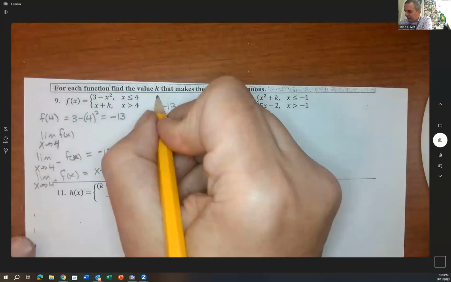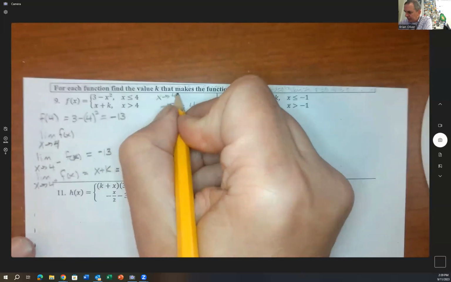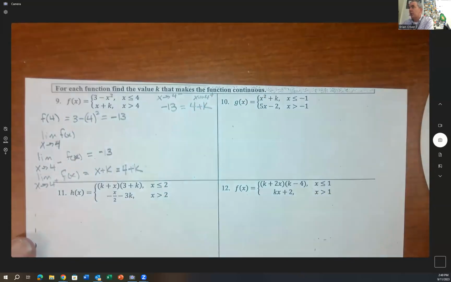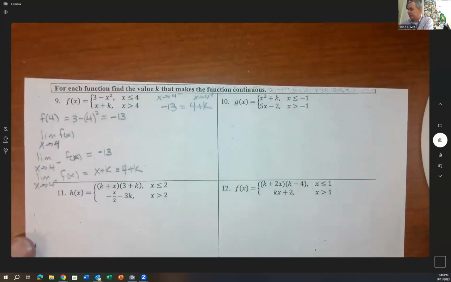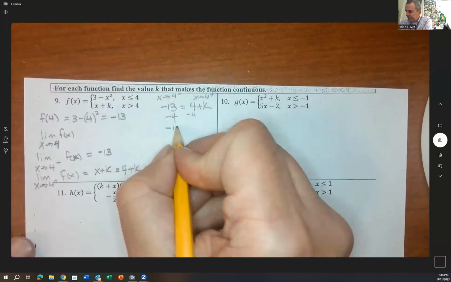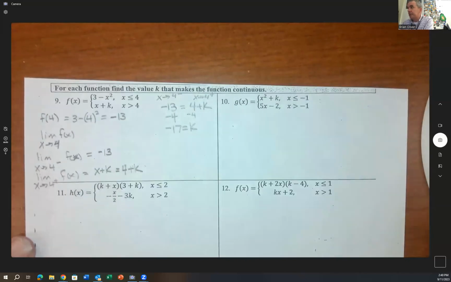So again, this is the limit as x approaches 4 from the left. This is the limit as x approaches 4 from the right. We're going to solve for k. So subtract 4 from both sides. So negative 17 is going to equal k.